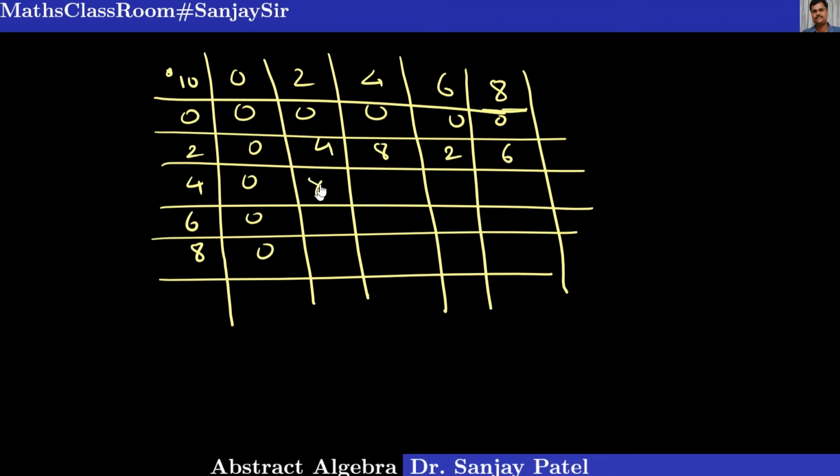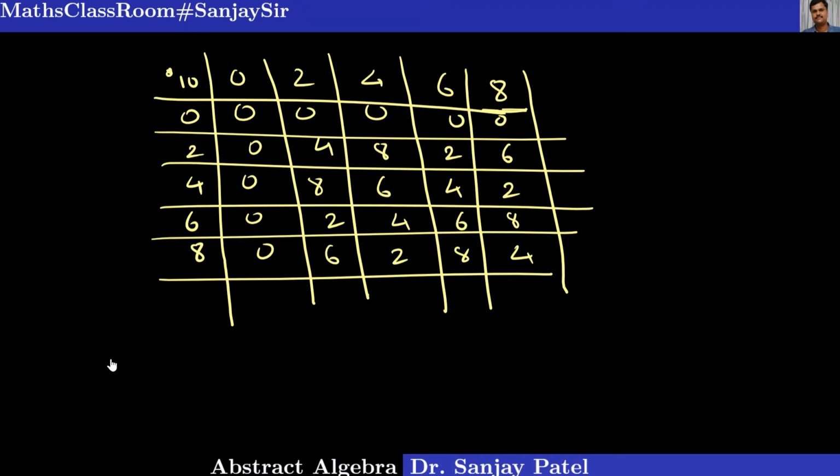Then 4 times 2 is 8, 4 times 4 is 16 means 6, 4 times 6 is 24 means 4, 4 times 8 is 32, so it is 2. Again here I will get 6 times 2 is 12, so 2, 6 times 4 is 24, so that is 4, 6 times 6 is 36, 6 times 8 is 48, so it is 8. 8 times 2 is 16, so 6, 8 times 4 is 32 means 2, 8 times 6 is 48 means 8, and 8 times 8 is 64 means 4. So this is the table for multiplication.